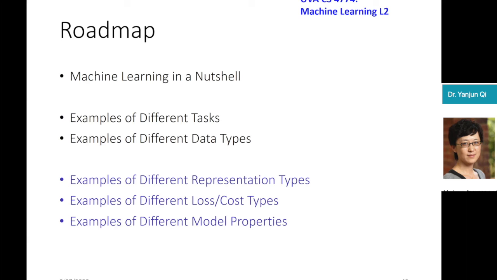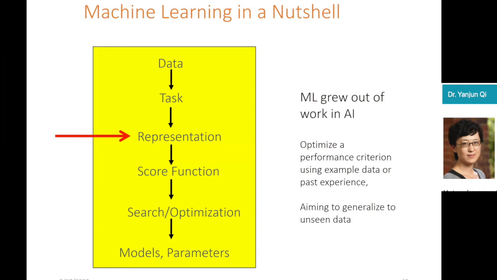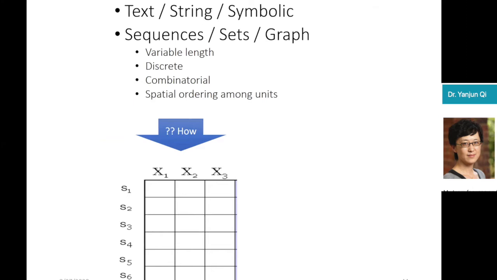So now we move to the third module of machine learning in a nutshell. We already covered data and task. Now let's come to representation. What I mean by representation relates to the F, and it also relates to the X. It's an issue coupled to both the function and your data types.